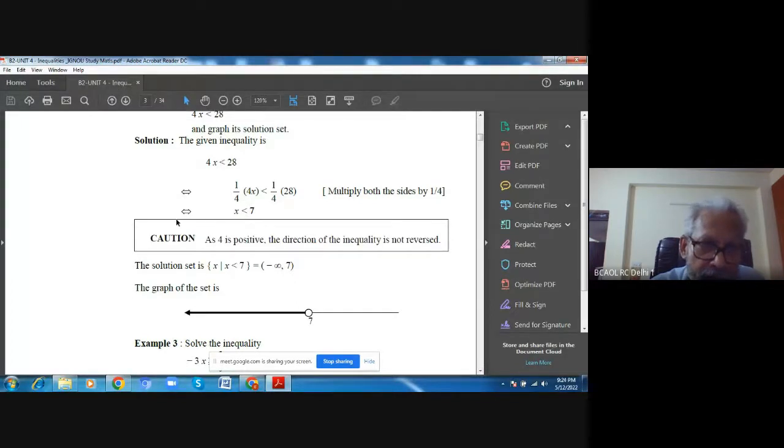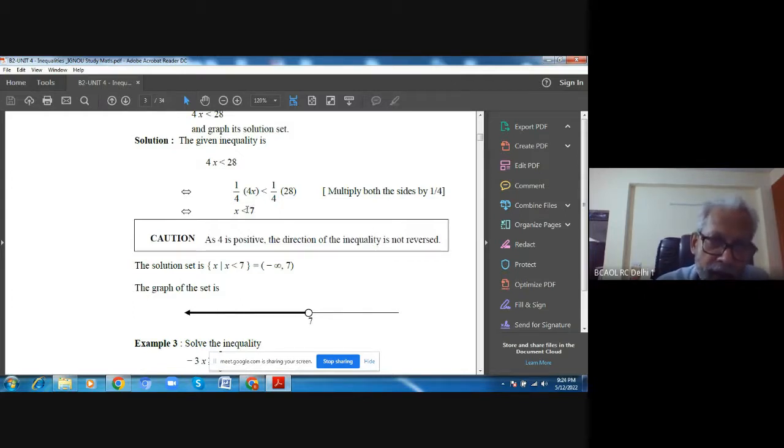Direction is this side, left hand side, less than, no? Left hand side, less than. So that's why you are putting in less than, this side, left hand side. So you have to keep in mind in this way also. At the same time, it should be reversed.